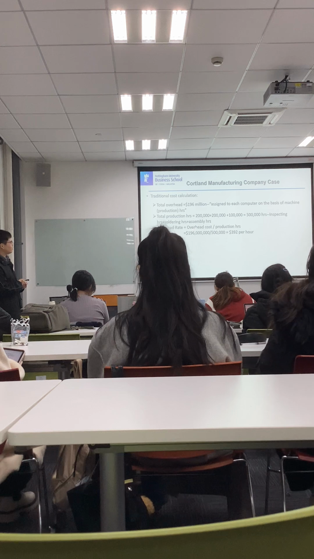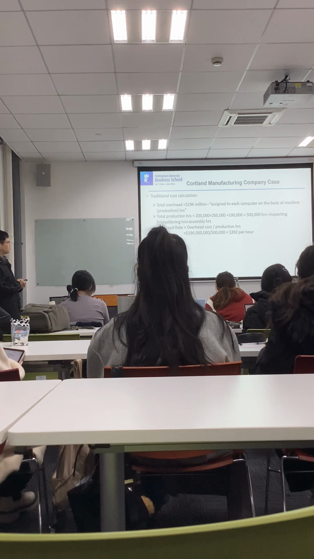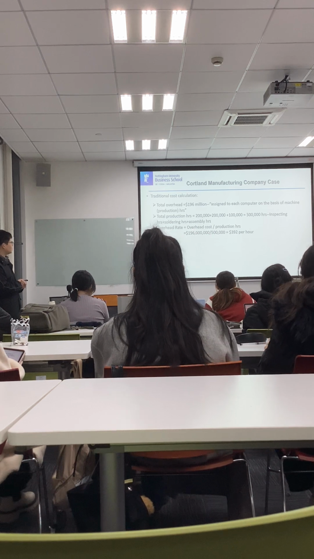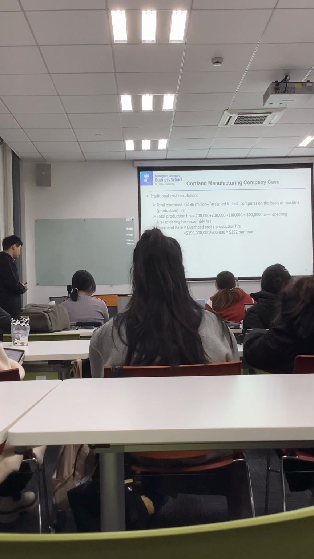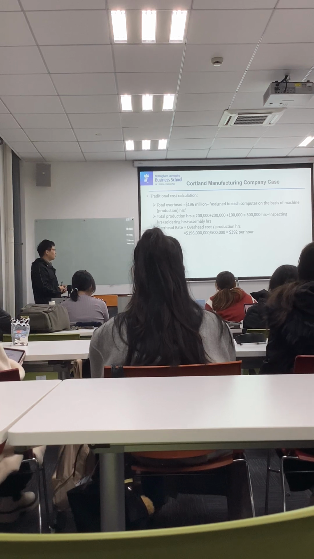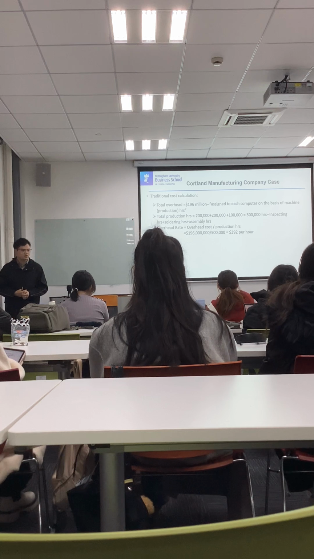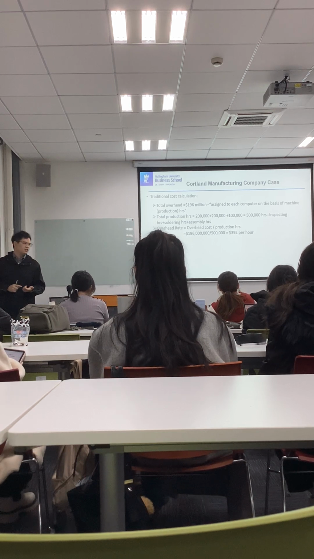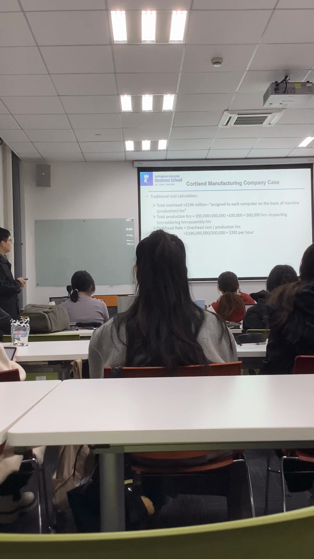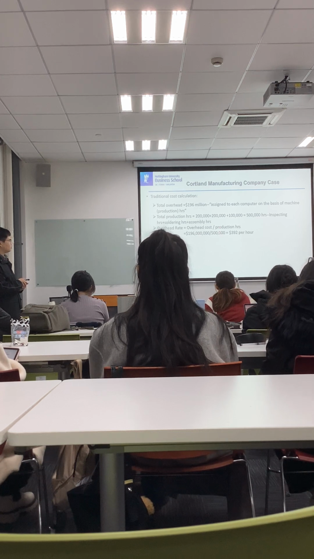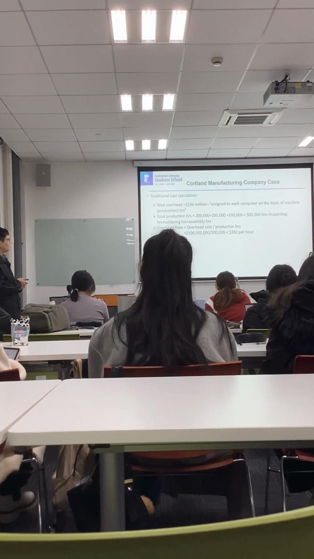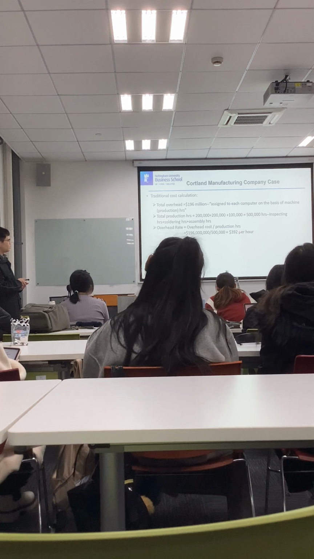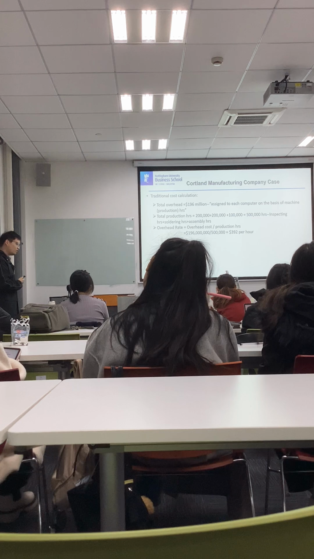And the overall overhead cost is 196 million. So first calculate the overhead cost per machine hour. We just use the overall overhead cost divided by the total machine hours. Each machine hour will lead to an overhead cost of 392. This is the overhead rate.